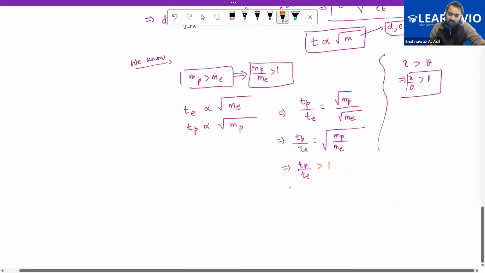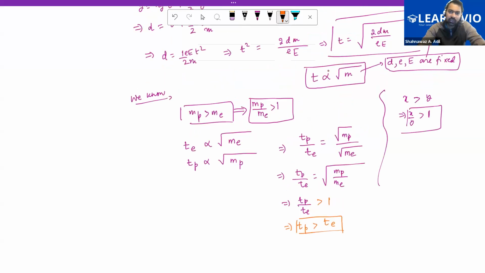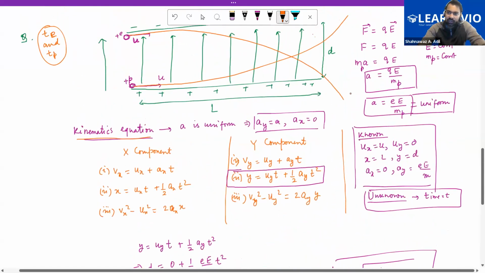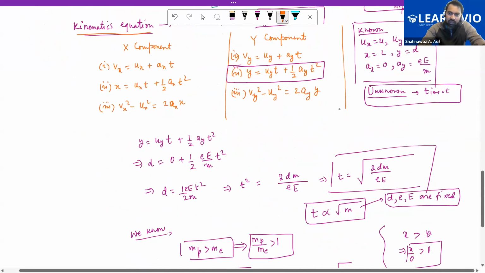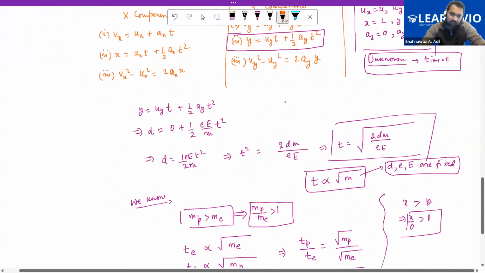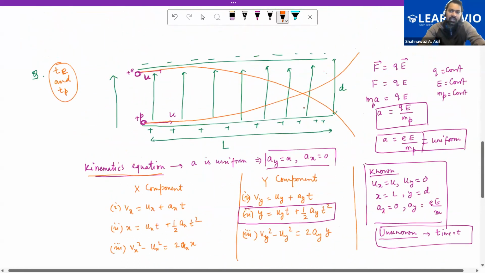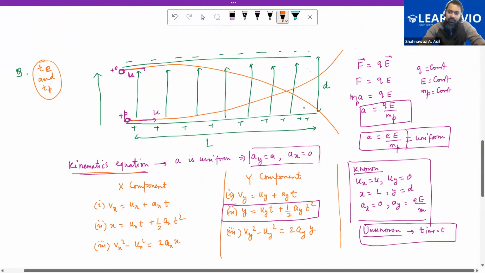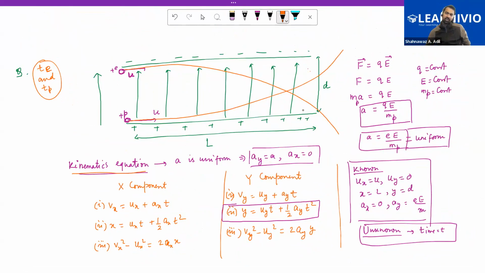Clear? So then we can write that the proton will take a larger time to cross this. The electron will move quickly, and the proton will take a larger time to cross. So that is the answer, right? Yes, this is correct. Is this question clear to you? This one question is very important in context of CBSE, so please note it down, and if you have any doubt, please tell.